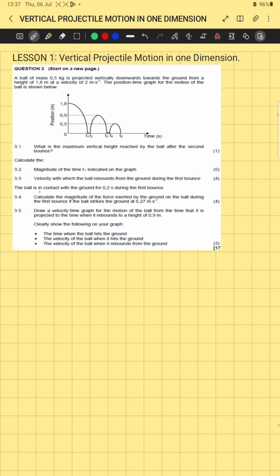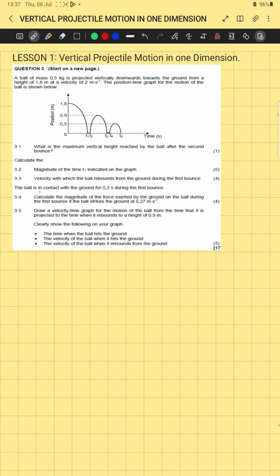All right, now let's start by reading the statement together. A ball of mass 0.5 kilogram is projected vertically downwards towards the ground from a height of 1.8 meters at a velocity of 2 meters per second. And then the position time graph for the motion of the ball is shown below. So this is the graph of the position versus time.